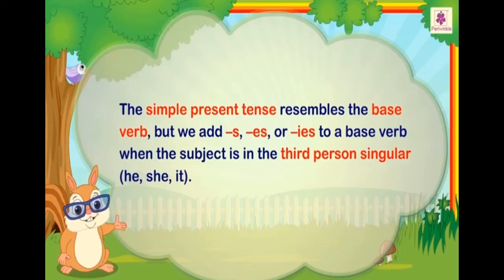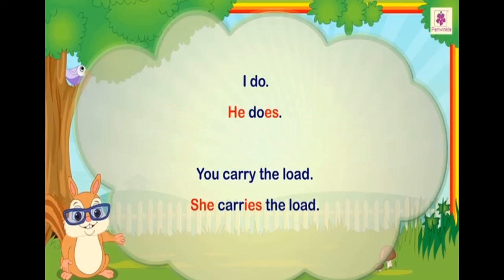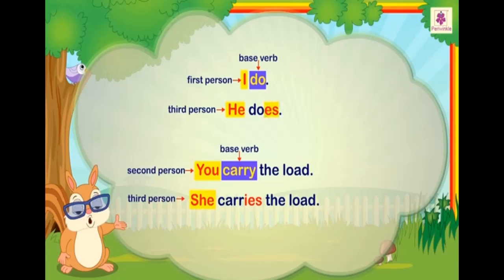The simple present tense resembles the base verb, but we add s, es, or ies to a base verb when the subject is in the third person singular, such as he, she, it. Look at these examples. I do. He does. You carry the load. She carries the load.